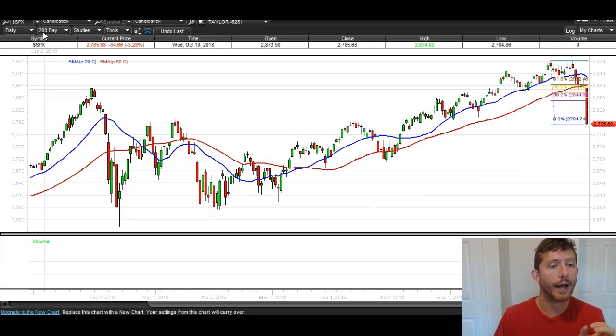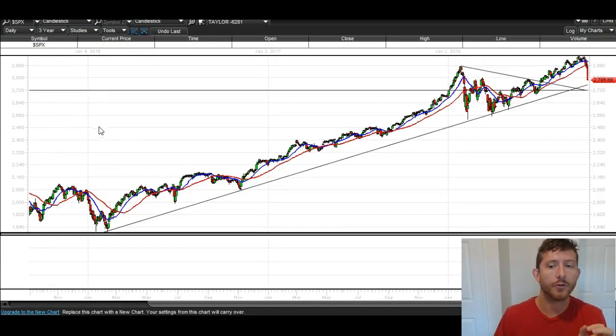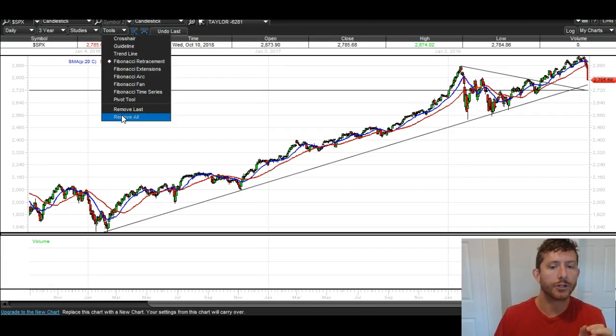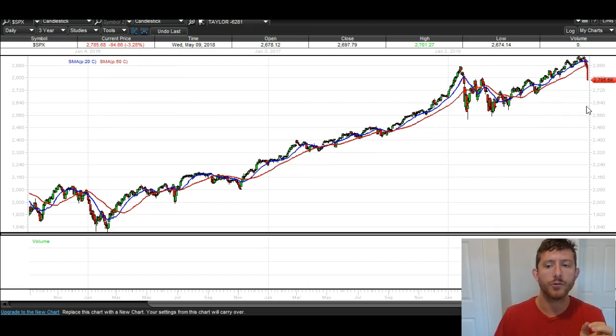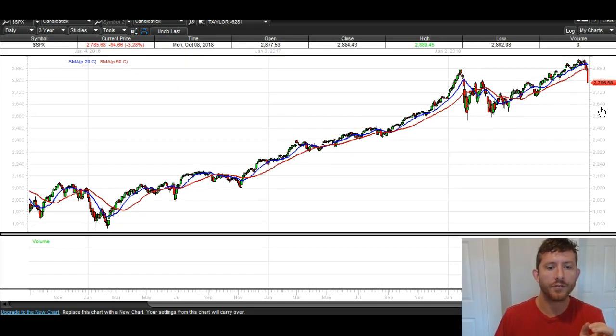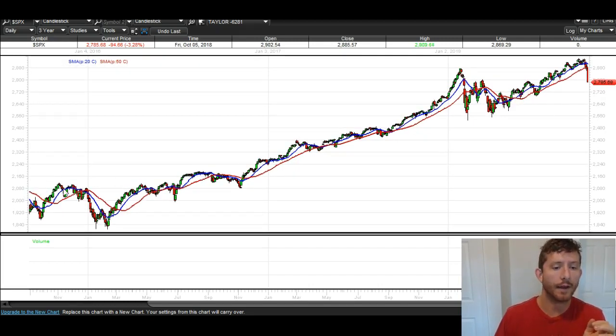But let's pull it out here and look at 3 years of action. Clearly, we've seen some dips in the last 3 years, and they've all gotten bounces: this one, this one, and these multiple dips right here. If you pull the chart back and look at 3 years, this is just a blip on the radar. We're still really close to all-time highs, so you have to keep that in perspective.